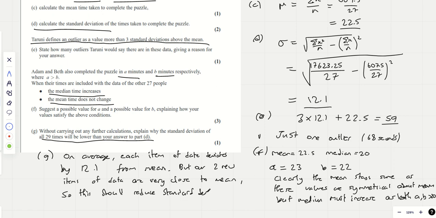That's quite subtle. It's about actually really understanding what standard deviation is. Standard deviation is the average amount each item of data deviates from the mean. So that 12.1 is saying on average each item of data deviates by 12.1. And so as you can see, both our values here are way less than 12.1. They're only 1.5 away from the mean. And so that should reduce the standard deviation.